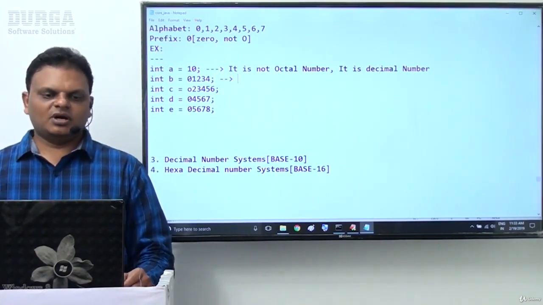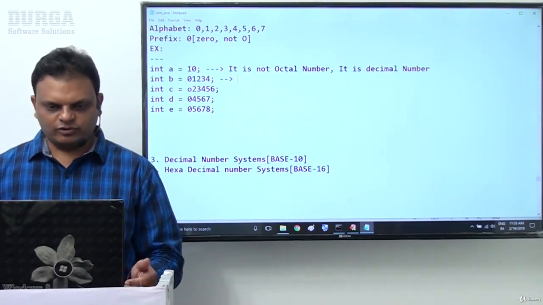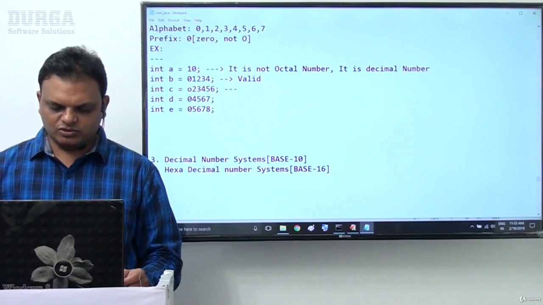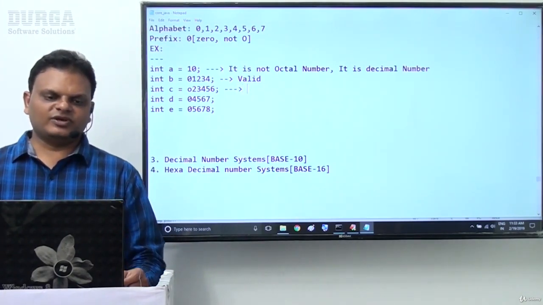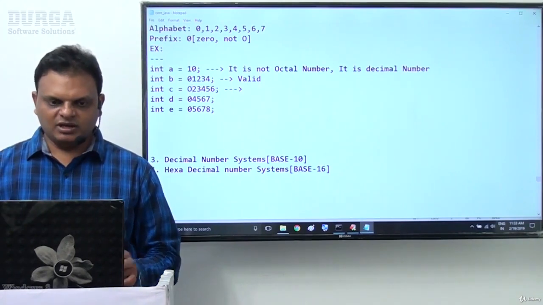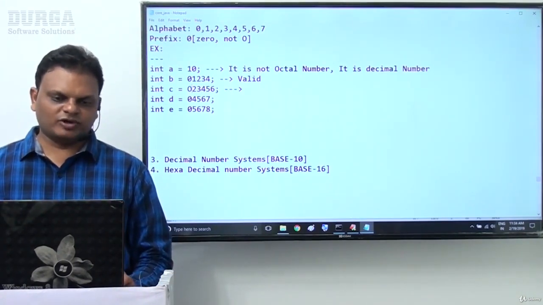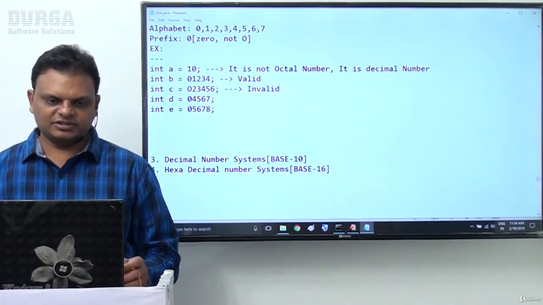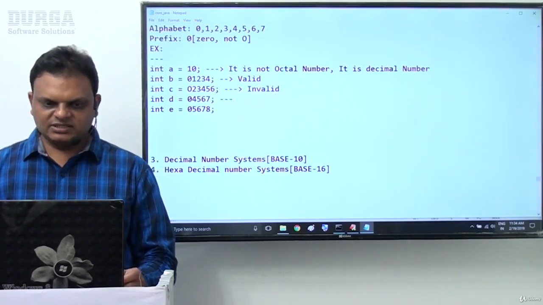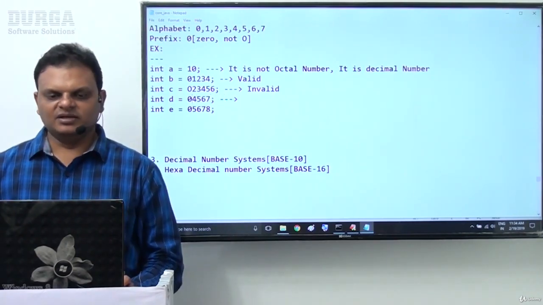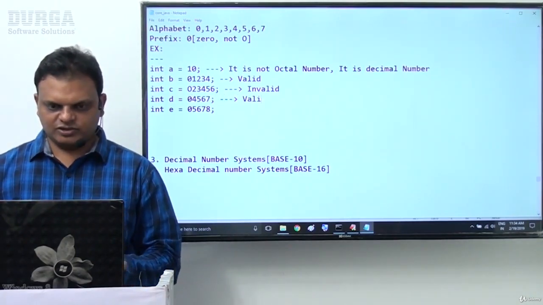Next one is int b is equal to 01234. That's fine. It is valid. No issues. Next one is int c is equal to O23456. We provided the letter O, it is not 0. Might be an upper O or a lower O, whatever it may be, but O is not allowed here. So this is invalid. Next one is int d is equal to 04567. Yes, exactly. It is valid. This is an octal number only. No problem.